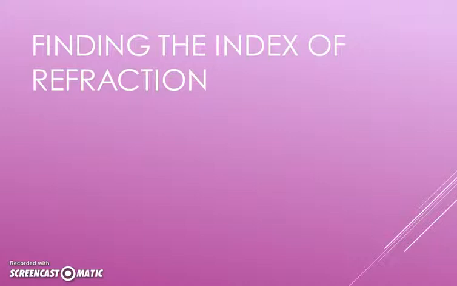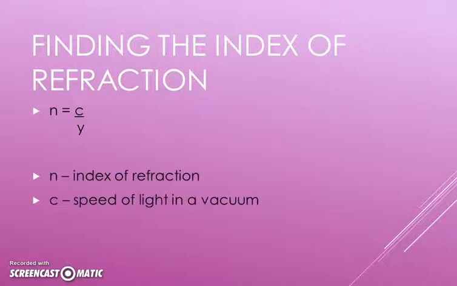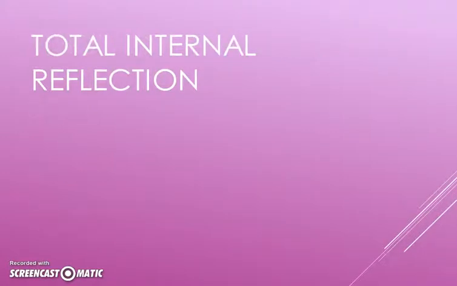There is a way that you can find the index of refraction, and it's by this formula. N is equal to C over V. That should be a V, not a Y. So N is the index of refraction. C is the speed of light in a vacuum. That's a constant number. It is on your reference packet. And then V should be the speed of light in the medium. Okay. So we'll look at an example for this in a minute.